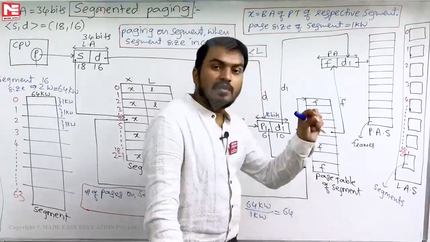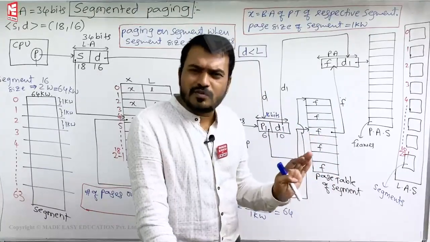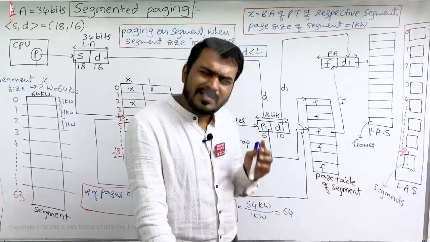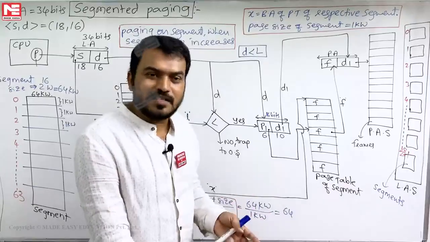Page table to represent pages of segment. So please don't confuse. There is no confusion. Everything is very clear and very simple also. It looks so big, but there is nothing in it. Is that clear? Very simple, right?